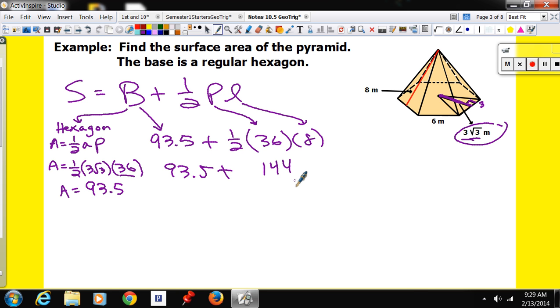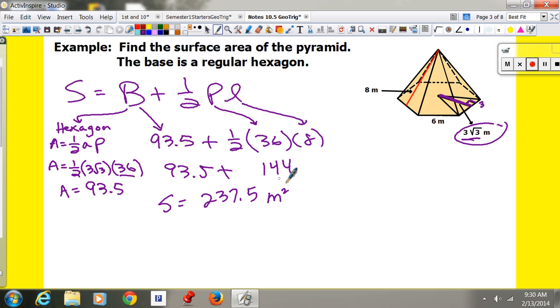Now, if I added those two together, you get 237.5 is my surface area, and that would be in square meters. Area is always in square meters. If you looked at the board and they just wanted you to find the lateral area, what would you put? 144. This is the lateral area. This is the area of the bases. This would cover all the triangles. This would cover the base hexagon. All of it together, this 237 covers everything. So that would be the surface area for a pyramid.